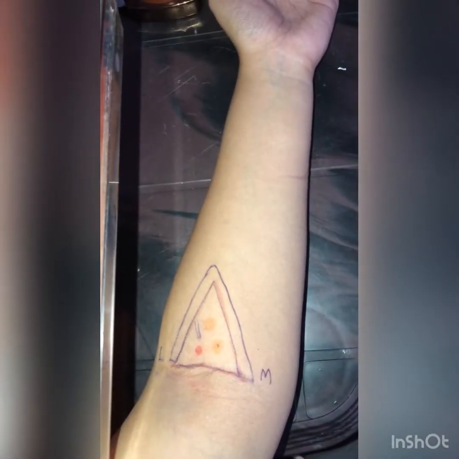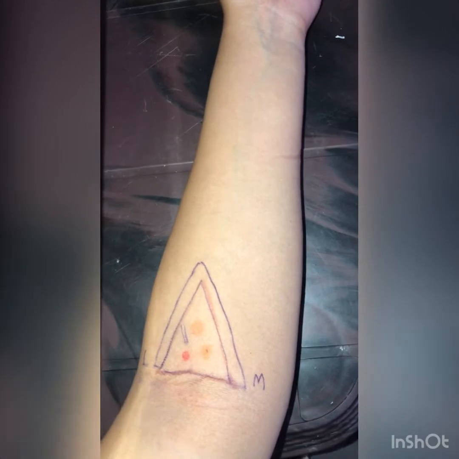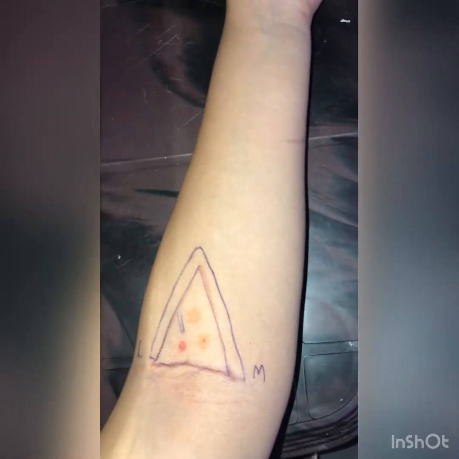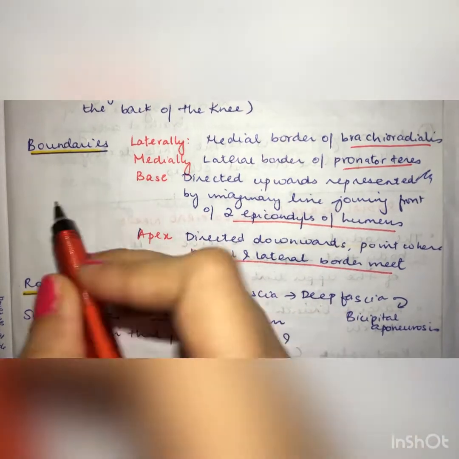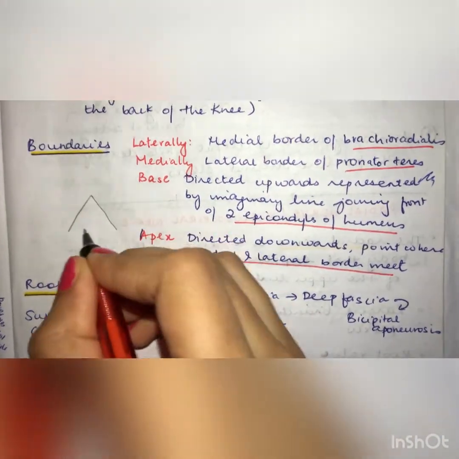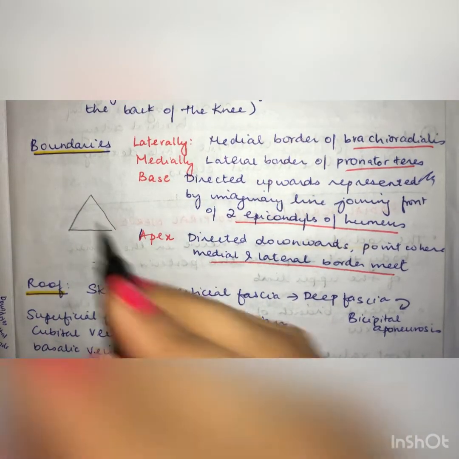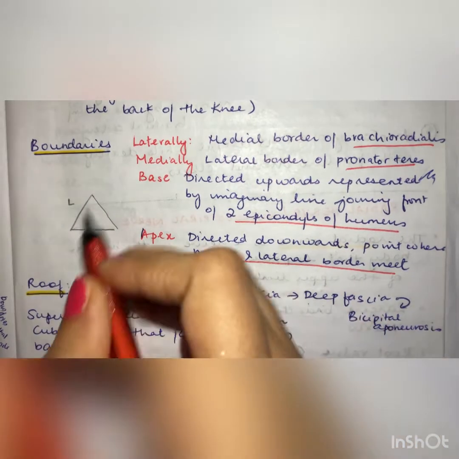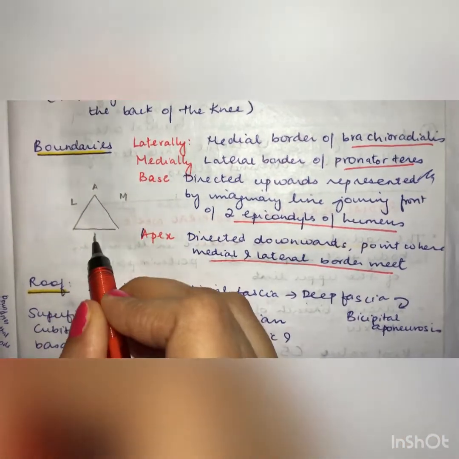This is a cubital fossa which is drawn in front of my elbow. So it is a triangular hollow that is situated in front of my elbow. Boundaries: it's a triangle, so it has a medial and lateral side, a base and an apex. This is the lateral side, medial side, the apex and the base.